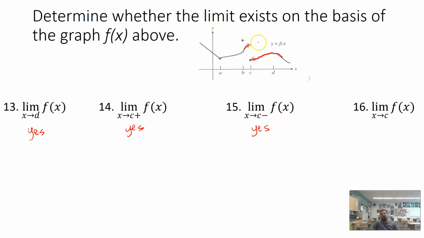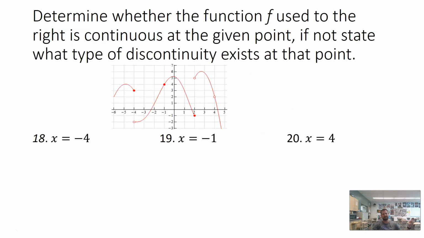But overall, because those one-sided limits are different, that means the overall limit as x approaches c does not exist. That is a no on that one. Hopefully, again, that makes sense with the one-sided limits.